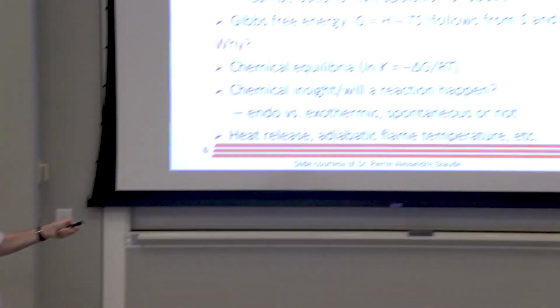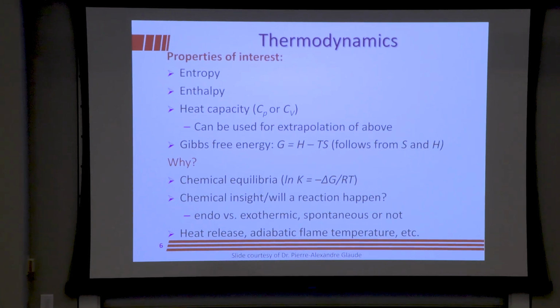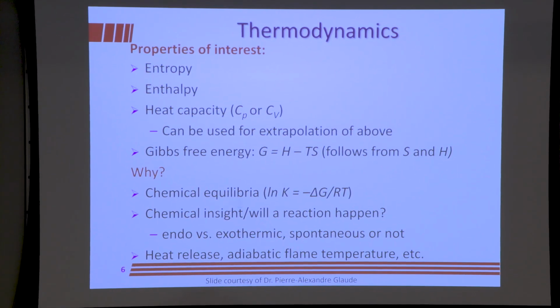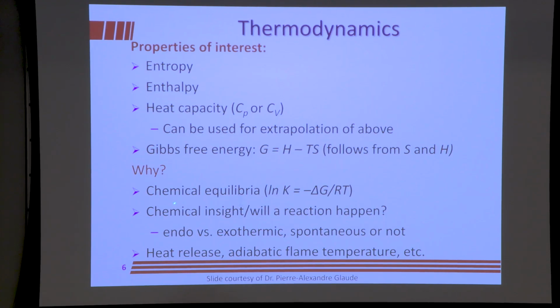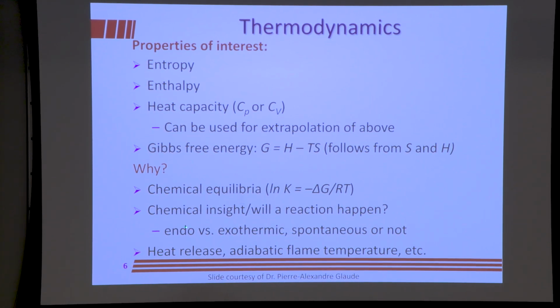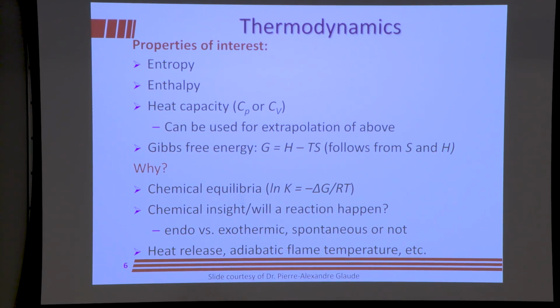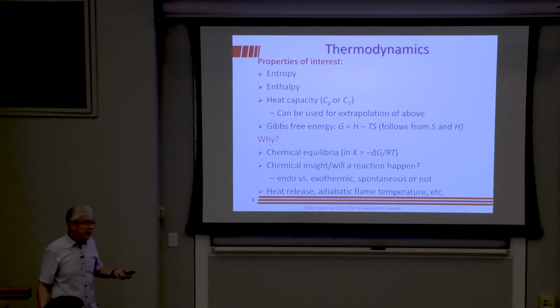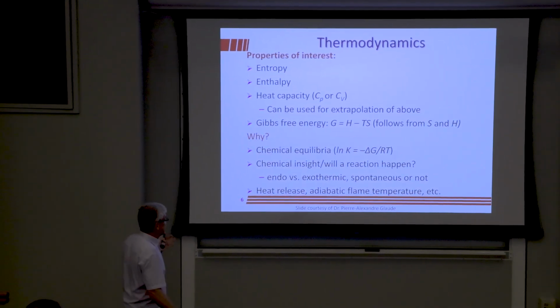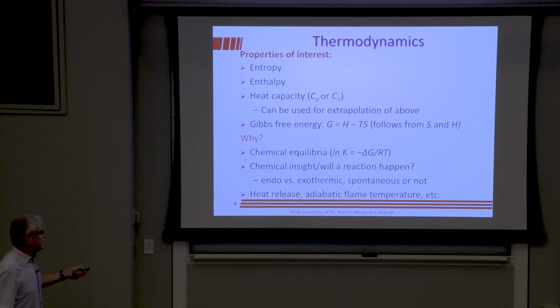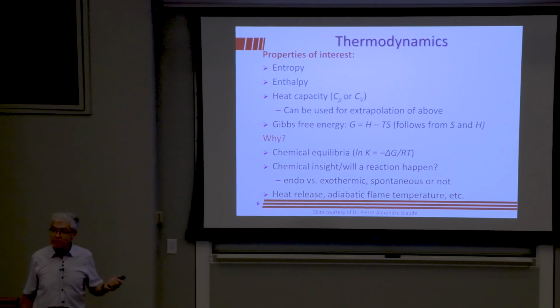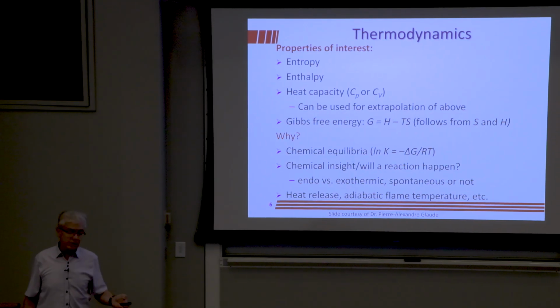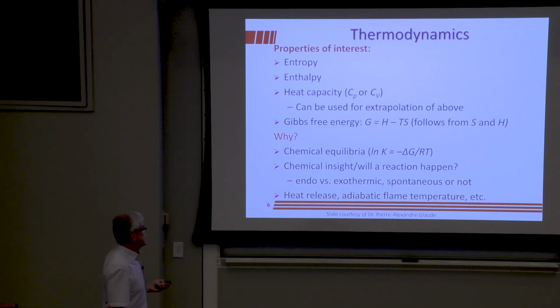And then chemical equilibrium, you take this delta G, and I'll show you how to do that later today or in the lectures, okay? But for the thermodynamics, it gives you chemical insight into whether a reaction will happen or not, as I just described. So is the reaction endothermic or exothermic? Will it be spontaneous or not? If delta G is less than 0, then it'll be spontaneous. You can calculate what heat is released. What's the adiabatic flame temperature from the thermodynamic parameters? So it's very important that you're able to calculate them.